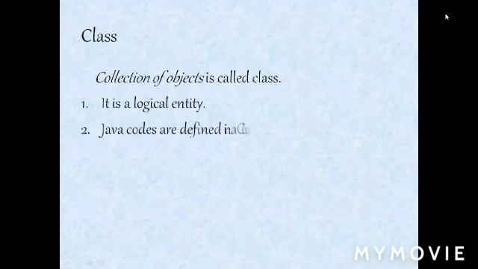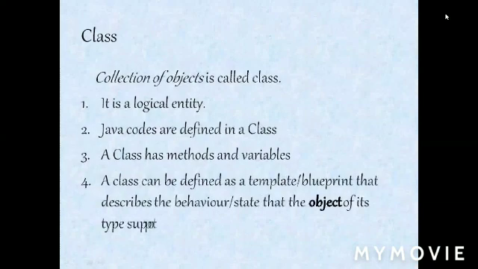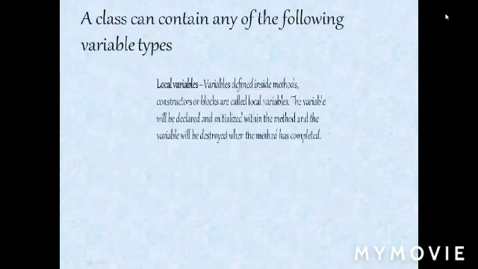Java code is defined in a class. A class has methods and variables. A class can be defined as a template or blueprint that describes the behavior or state that the object of its type supports. Now let us discuss the types of variables a class contains.